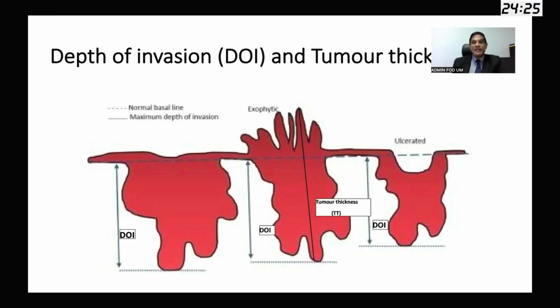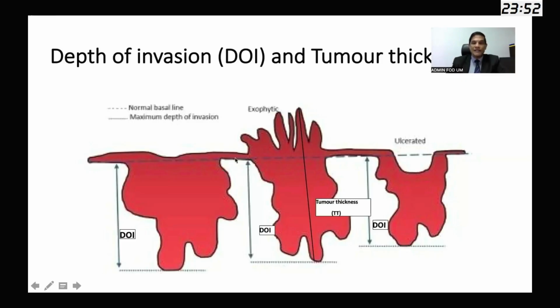Depth of invasion and tumor thickness, as I told you earlier, we'll focus more on depth of invasion because that is what we normally use. Now, we need to remember the fact that in the new AJCC classification, depth of invasion has been added in order to decide the T stage of the tumor. So I think that is a good move. So that gives the accurate T staging of a tumor. I'll come to that when we discuss this in a little more detail.